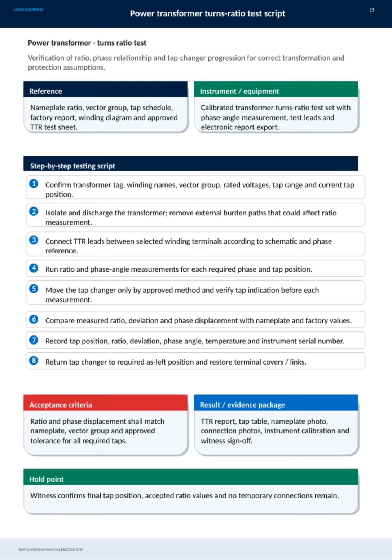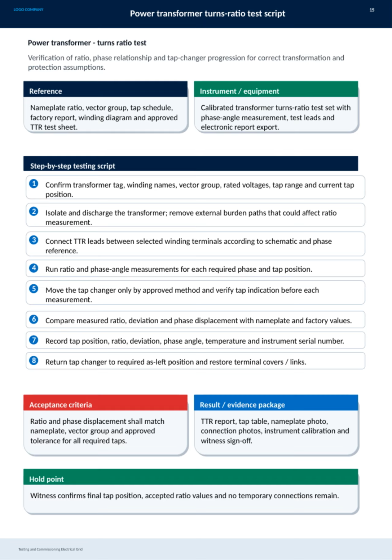Here we have the power transformer turns ratio test script, which is crucial for ensuring correct transformation and protection assumptions. The purpose is to verify the transformer's ratio, phase relationship, and tap changer progression. To do this, we rely on references such as the nameplate ratio, vector group, tap schedule, factory report, winding diagram, and an approved TTR test sheet. The required equipment includes a calibrated transformer turns ratio test set with phase angle measurement capability, test leads, and the option to export electronic reports.